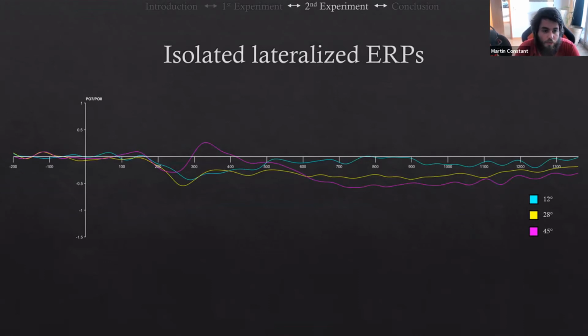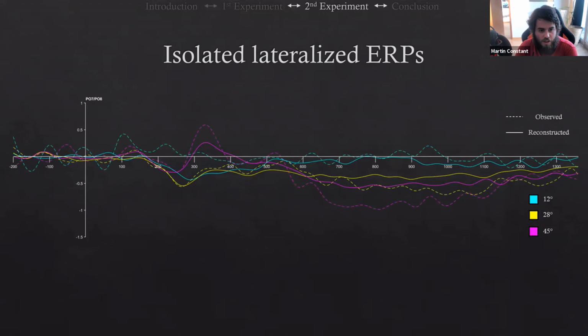So what we found here is that we isolated the lateralized ERPs for 12-degree, 28, and 45-degree. N2PC for all three targets and a CDA for 28 and 45-degree. There is again this small positivity for 45-degree that we find back. If we overlay that with the real ERP from the condition, we can see that they really follow the same pattern.